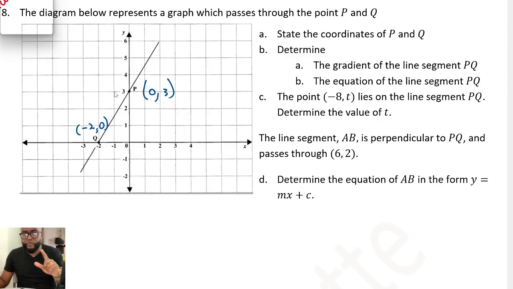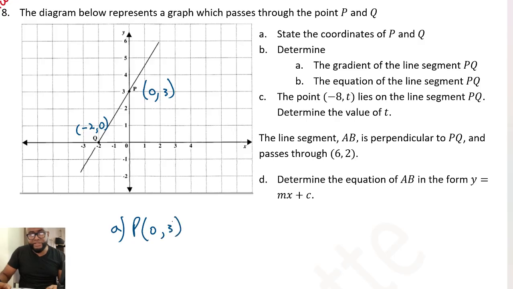So the coordinates of P would be 0, 3, because P is on the y-axis. So the value of x will be 0, and the value of y will be the point that it is on. For Q, the value of x will be -2, and the value of y would be 0. So that's your P, that's your Q. For part A, P would be 0, 3, and Q would be -2, 0.